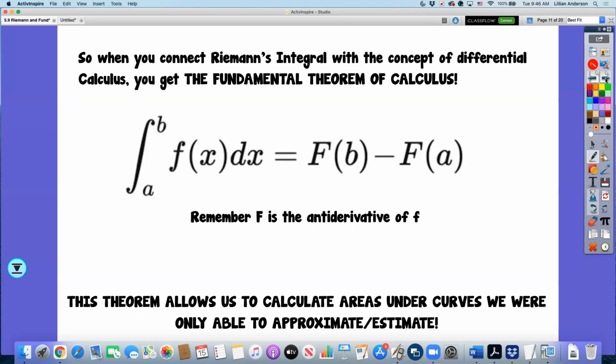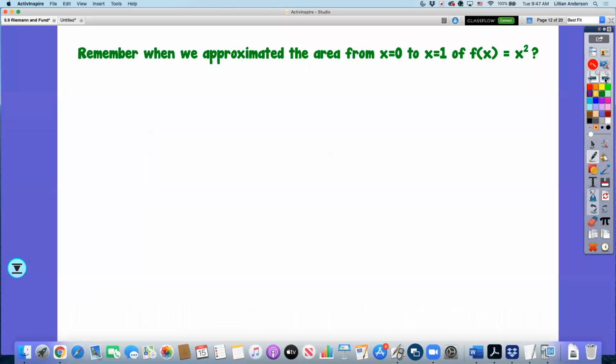Just a reminder, capital F is the antiderivative of lowercase f. So essentially what we have to do is find the antiderivative. Then we plug the top bound in for all the x's. Then we plug the bottom bound into all the x's and we subtract the two. This is the fundamental theorem of calculus, and this is how we find the exact area underneath a curve. Do you remember when we approximated the area from x equals 0 to x equals 1 of f of x equals x squared? That was the very first thing that you guys did with rectangles.